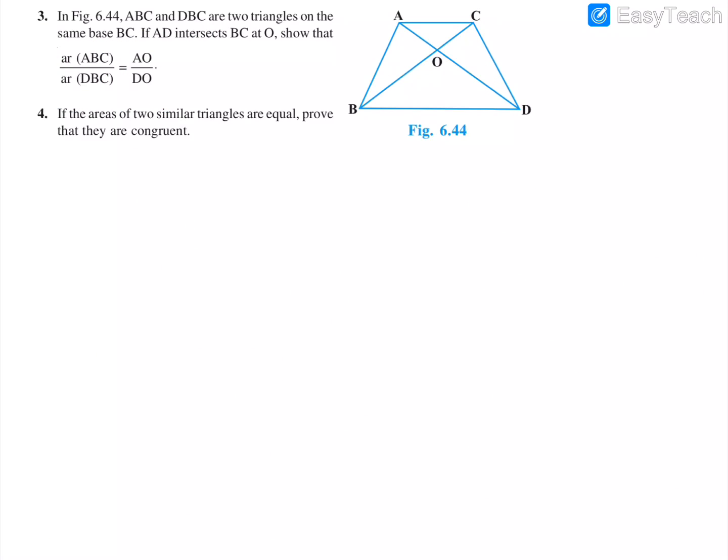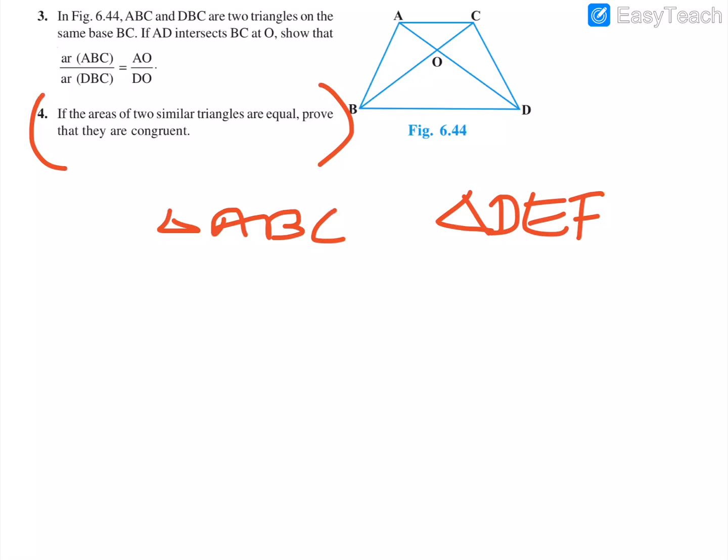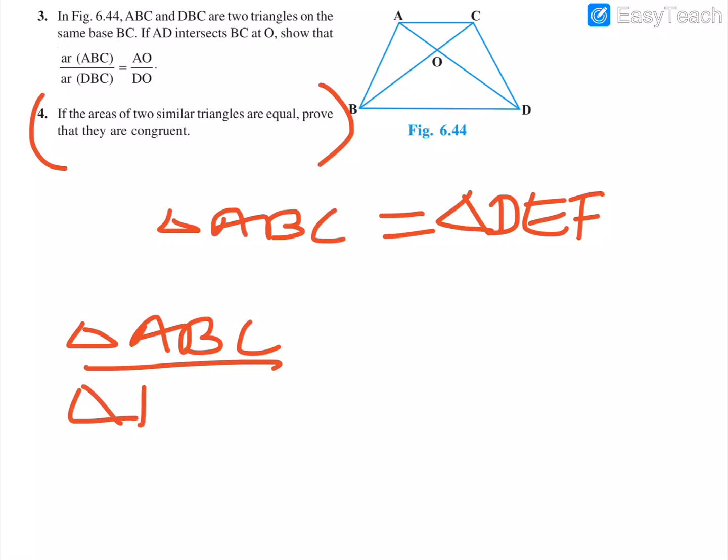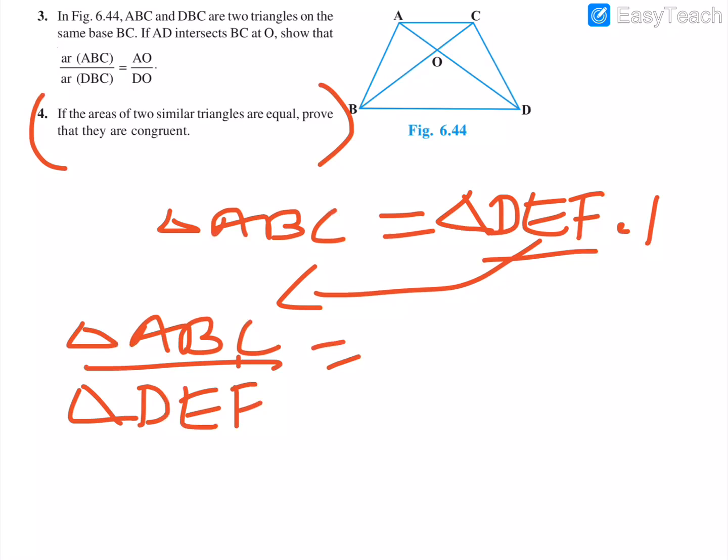Coming to the fourth question: if areas of two similar triangles, let's call them triangle ABC and triangle DEF, are equal, then what happens? Area of triangle ABC by area of triangle DEF is equal to 1. Prove that they are congruent.